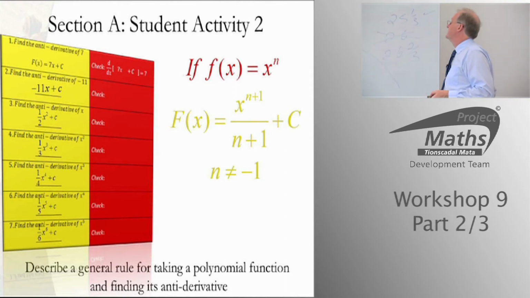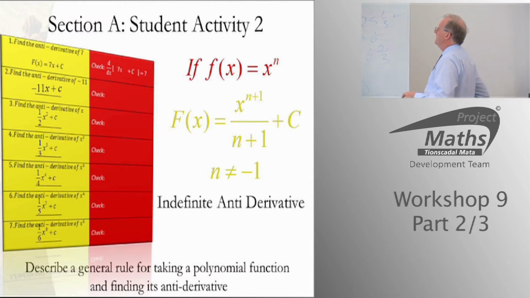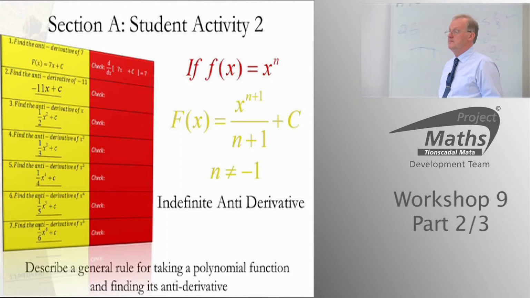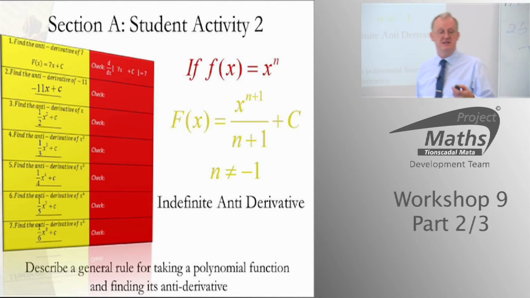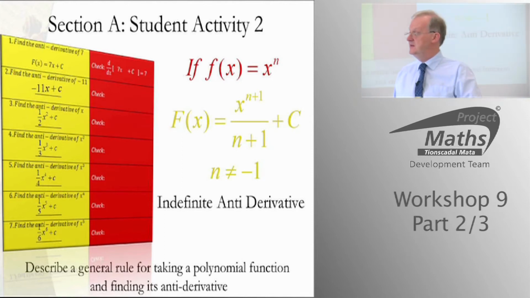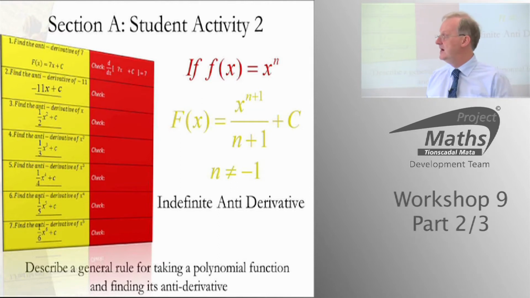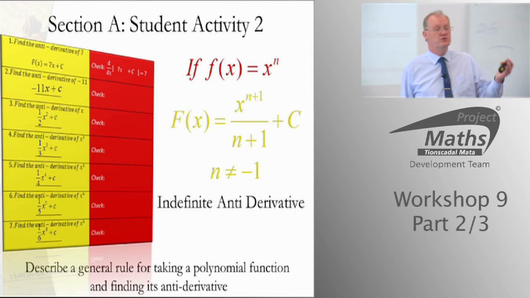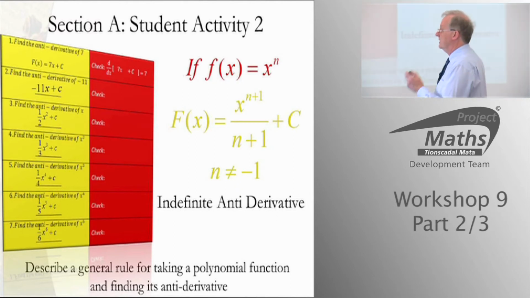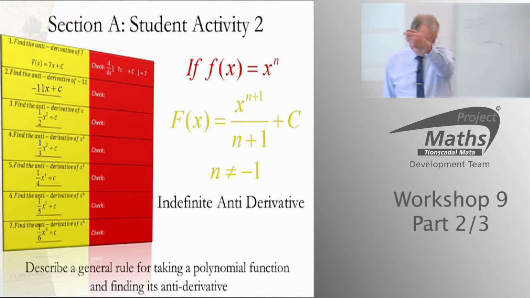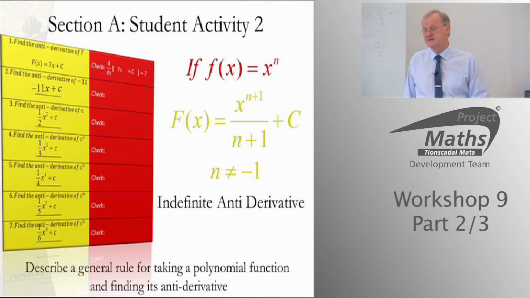A little bit of terminology. This is the indefinite antiderivative. It's called the indefinite antiderivative. What is it? It's the infinite family of vertically shifted functions, all of which, when you differentiate them, would give whatever, x to the n in this case.